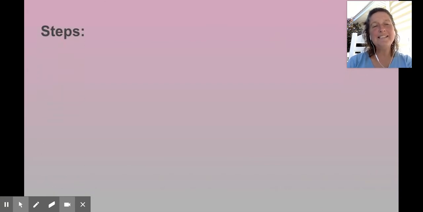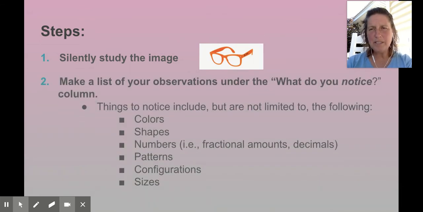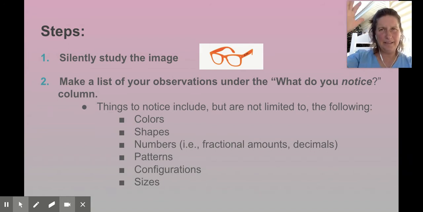Okay, basically these are the steps that we're going to use in the Notice and Wonder mathematical routine. So the first thing is you're going to silently study the image. You'll be presented with an image, probably on a slideshow that I've made either in the classroom or online, and you'll have time to just think about it, look at it, and not really talk to anybody else.